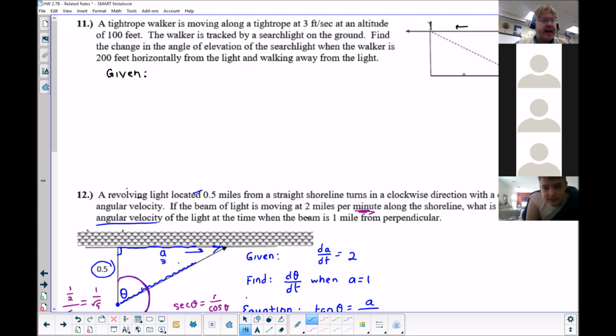Now, that being the case, here's what we have to discuss. If we call this A, would that dA/dt be a positive 3 or a negative 3?